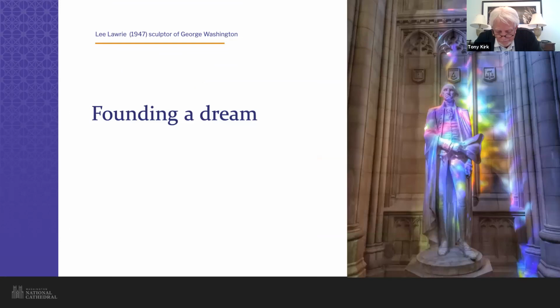Founding a dream. The legend goes, on an early spring day in 1755, Lieutenant Colonel George Washington and his commanding officer, Major General Edward Braddock, rode past the grounds of Mount St. Albans, where at Washington's suggestion, the Washington National Cathedral would one day proudly stand. The expeditionary force of British regulars and Virginia militia would face an ambush in Pennsylvania, which sparked the French and Indian War.